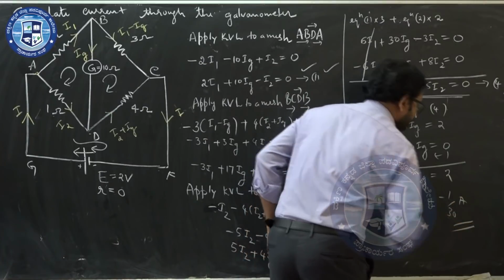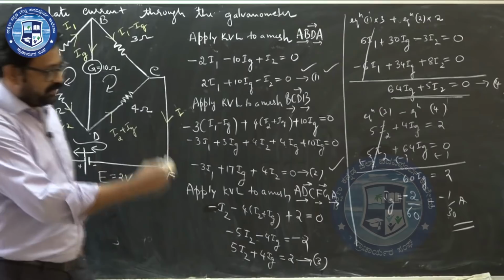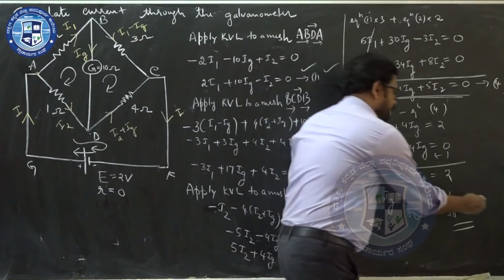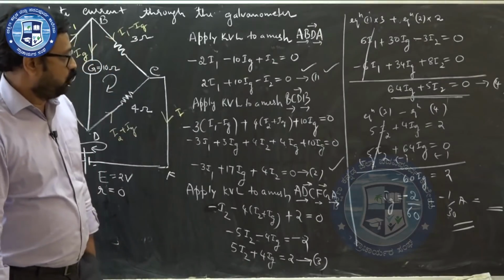You can simplify this. That is the answer for the current flowing through the galvanometer. You can simplify that, in terms of fractions you can write. Is it clear? I hope you understood this.